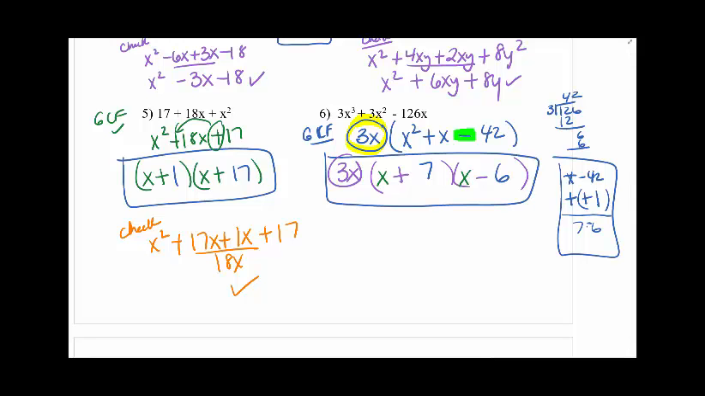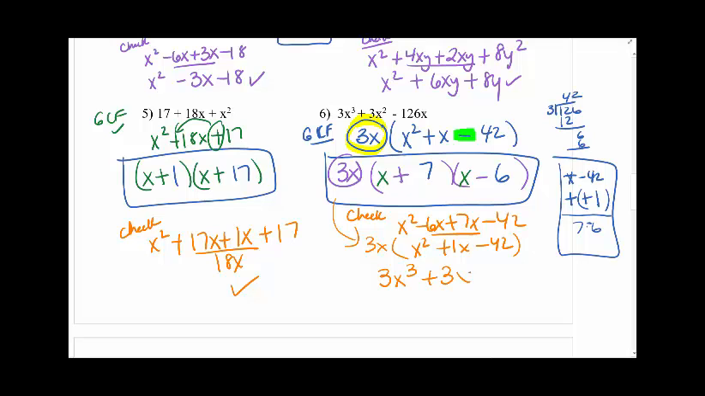If I want to check this, you always FOIL first. So x squared minus 6x plus 7x minus 42. Add my like terms, which gives me a positive 1x. So that's the FOILing portion. Then we would need to multiply that by 3x. That gives me 3x cubed plus 3x squared minus 126x, which is correct. Always, always be careful of your signs and be careful of your variables and your GCFs.